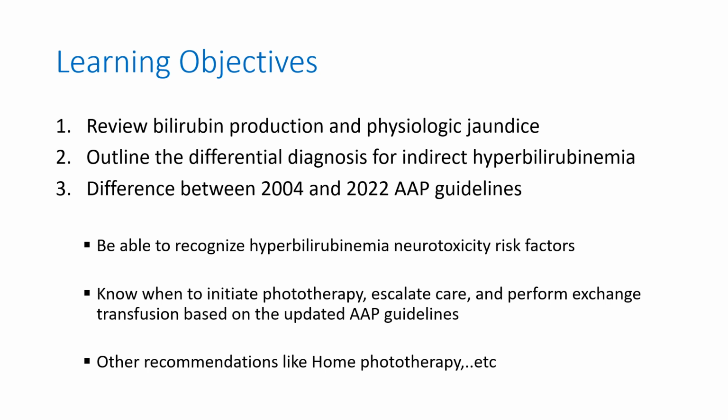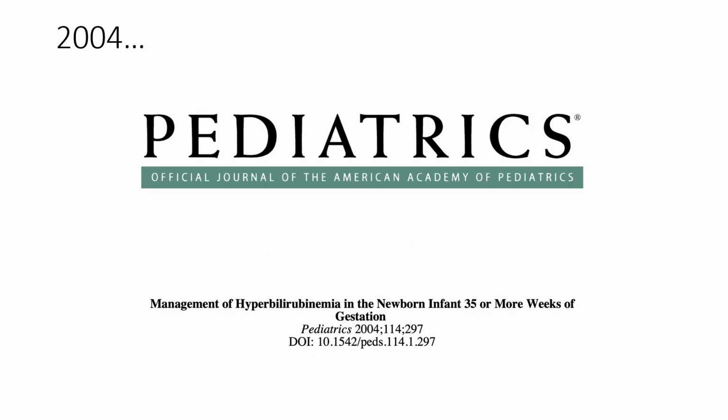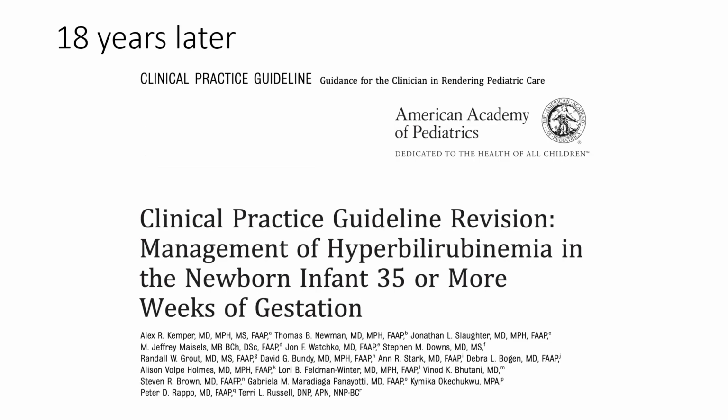When we initiate phototherapy, what does it mean? Escalation of care. And what about exchange transfusion? When do we start exchange transfusion based on the current new guidelines? This represented 2004, the old guidelines. And after 18 years, in August 2022, the updated practice guidelines were published for any baby with hyperbilirubinemia or clinical jaundice from 35 weeks or above.